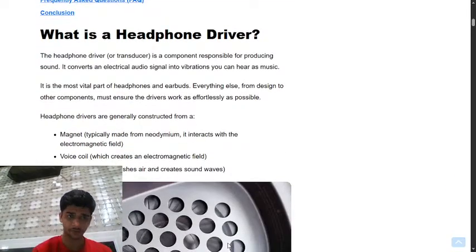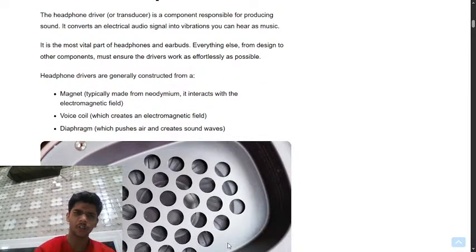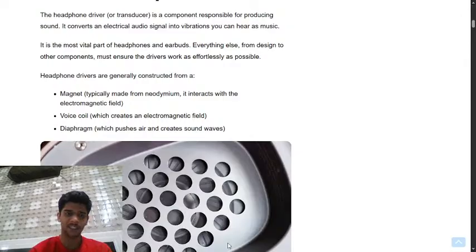What is a headphone driver basically? The headphone driver is a component responsible for producing sound. It converts an electronic audio signal into vibrations you can hear as music. It is the most vital part of headphones and earbuds. Everything else, from design to other components, must ensure the drivers work as effortlessly as possible.